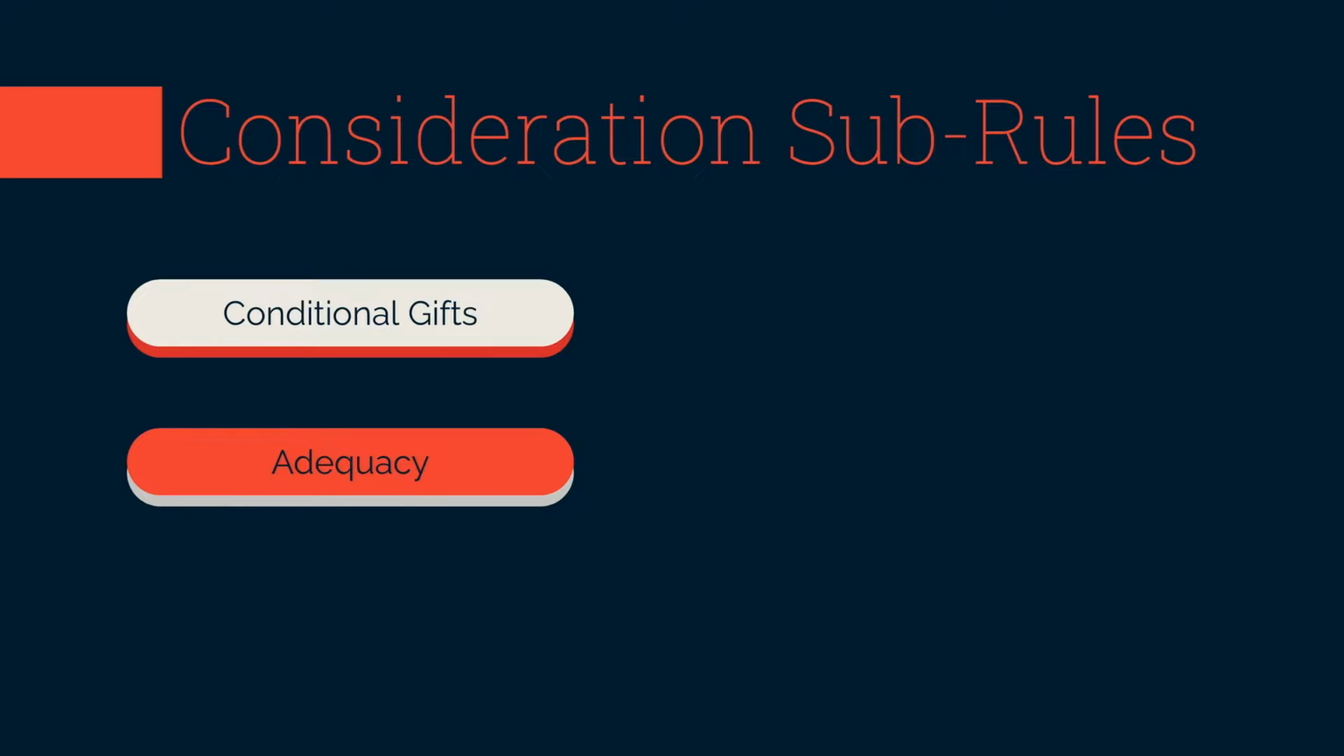We said that with adequacy of consideration, the general rule is that adequacy is not an issue. We made two qualifying statements. One, if there is a gross disparity in the relative values of the things being exchanged by the parties, it doesn't mean the element of consideration isn't satisfied, but it raises a red flag that there may be a defense that applies. We will look at defenses in detail later.